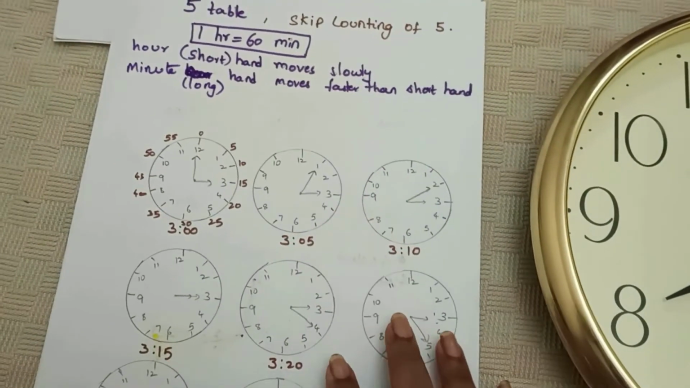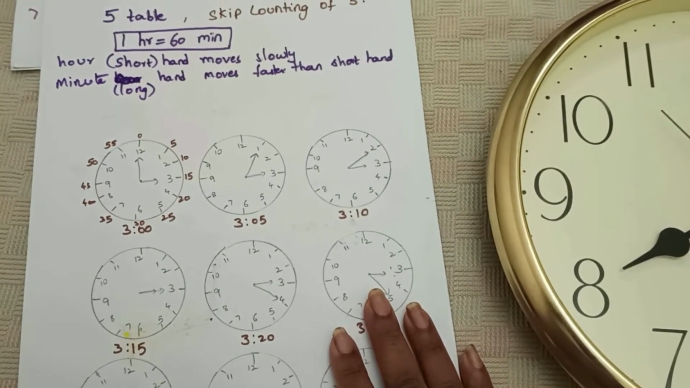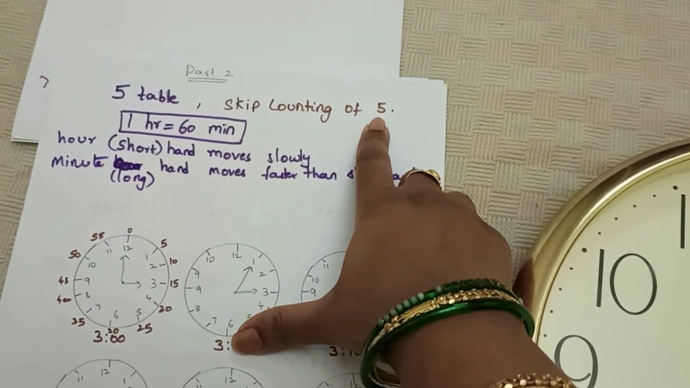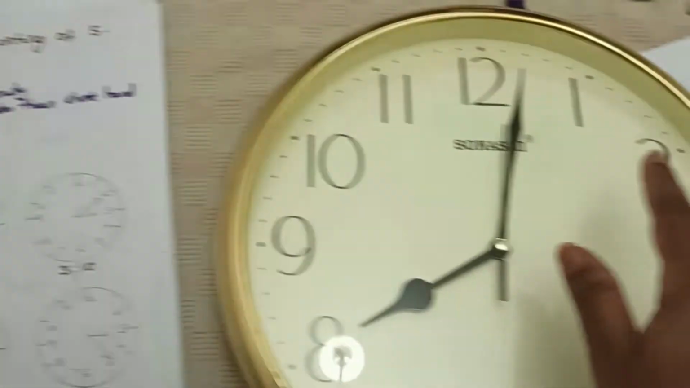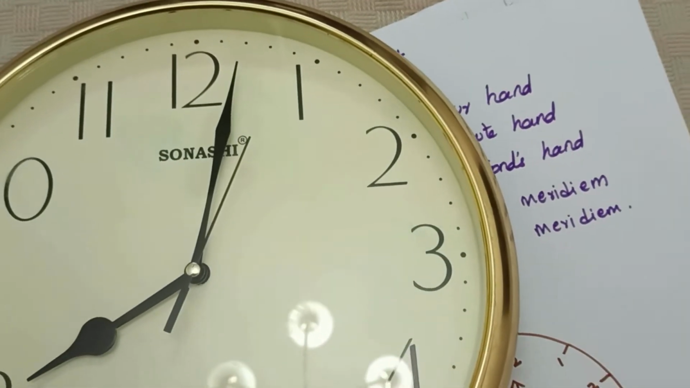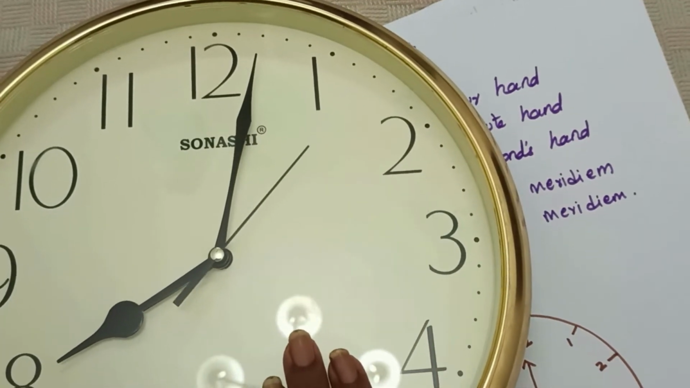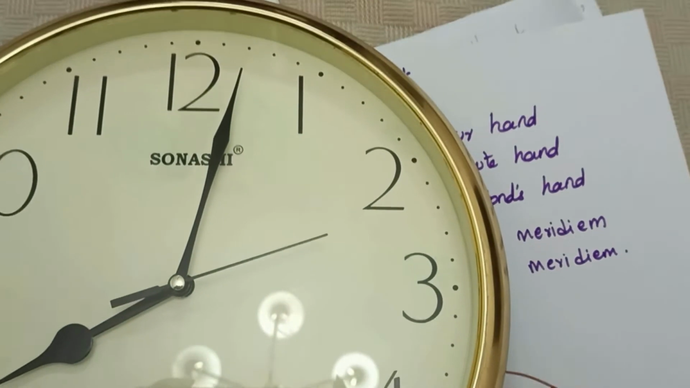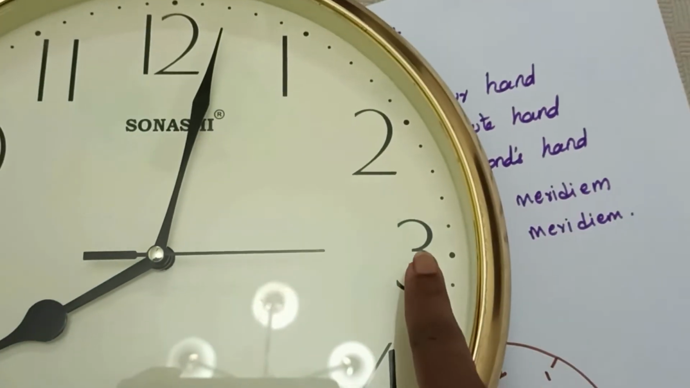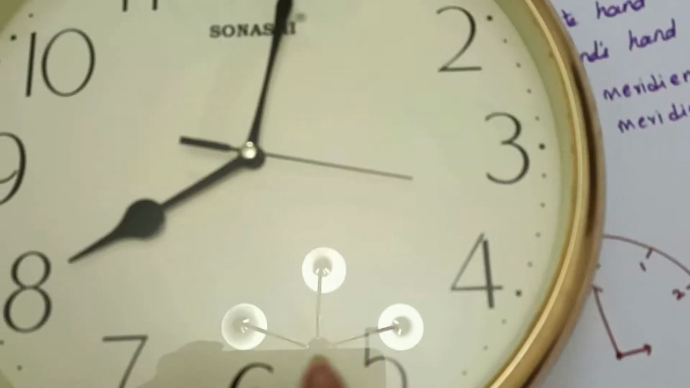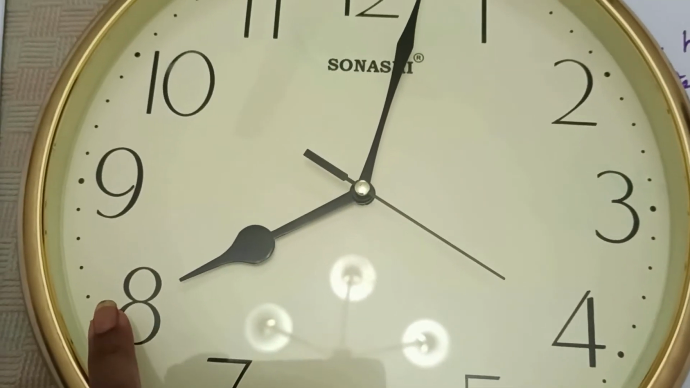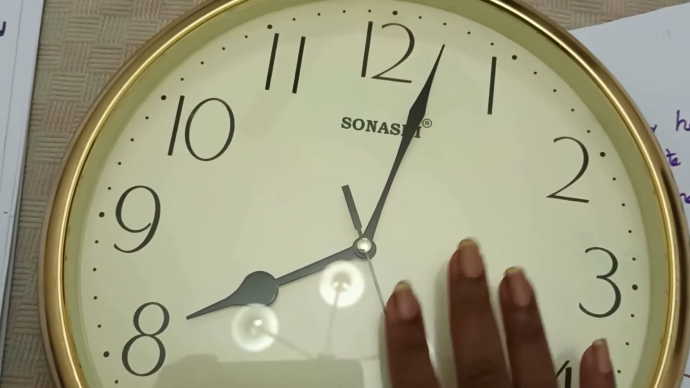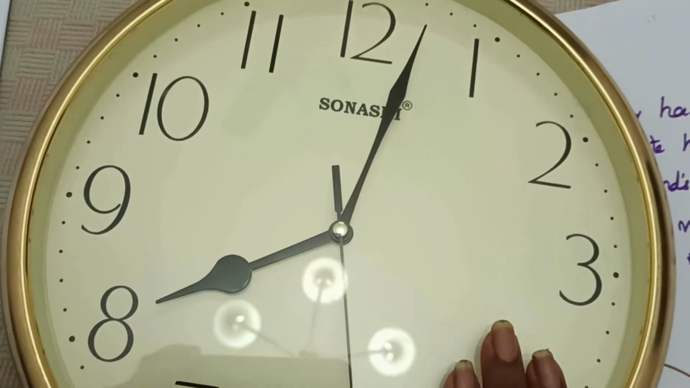Before going to minutes, the child has to be thorough with the 5 table or skip counting of 5, because here each number on this clock represents some minutes, which is skip counting of 5. Like 1 represents 5, 2 represents 10, 3 represents 15 minutes, 4 is 20, 5 is 25, 6 is 30 minutes, 7 is 35 minutes, 8 is 40 minutes, 9 is 45 minutes, 10 is 50 minutes and 11 is 55 minutes. So the kid has to be thorough with the 5 table or skip counting of 5.